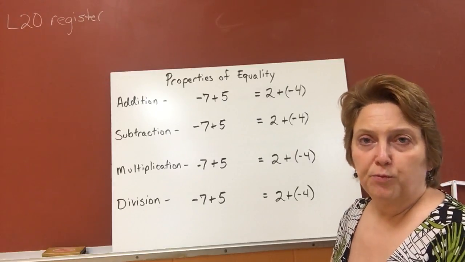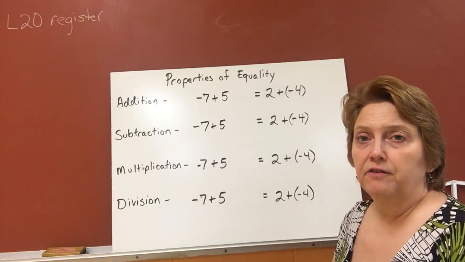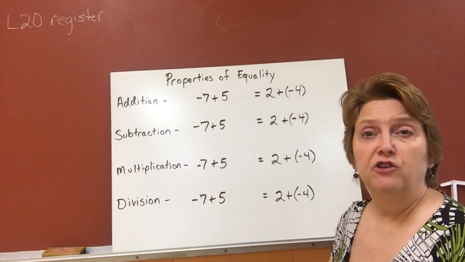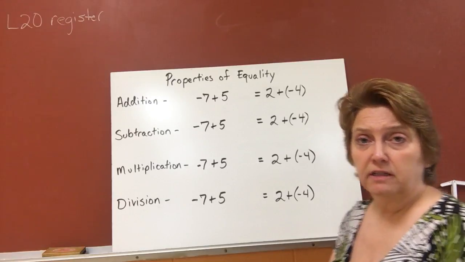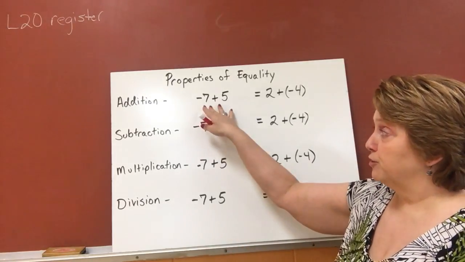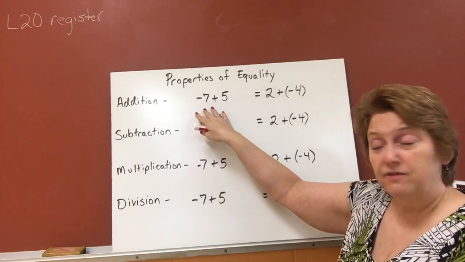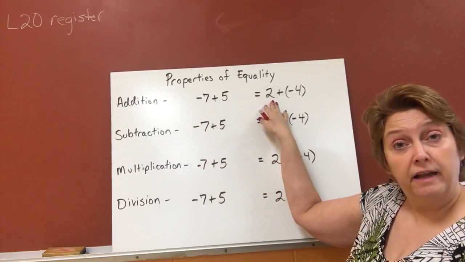Today's lesson is on the properties of equality. There are 4 properties of equality: the addition property, subtraction, multiplication, and division. And as you see, I started out with the same expression on both sides of an equal sign: -7 plus 5 and 2 plus -4.